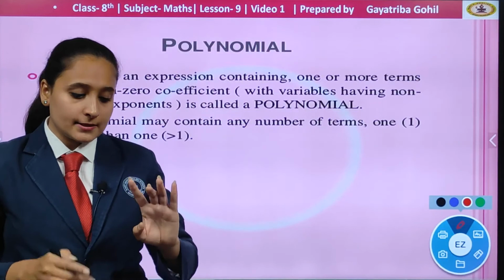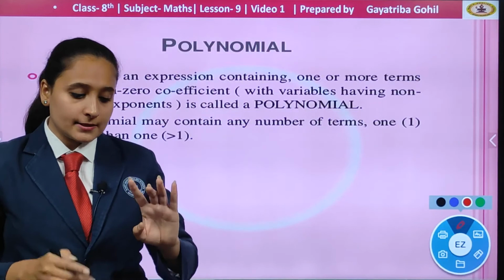Over here, 7xy, 8xy. So, xy and xy, same variables, like terms. x square, like terms. xyz, xyz, right? Variable is same, power is same. So, they are called like terms.